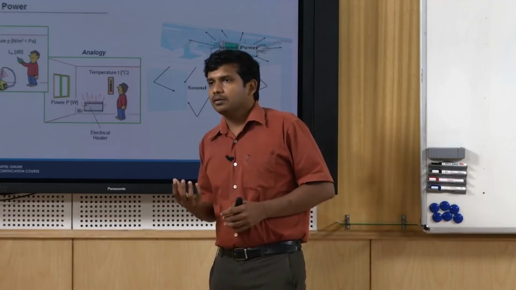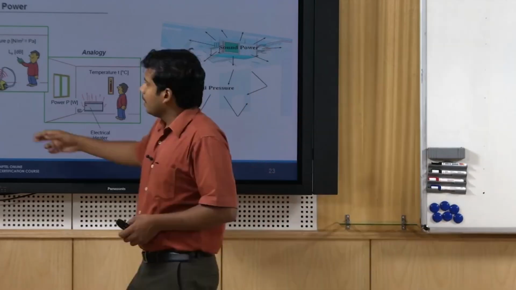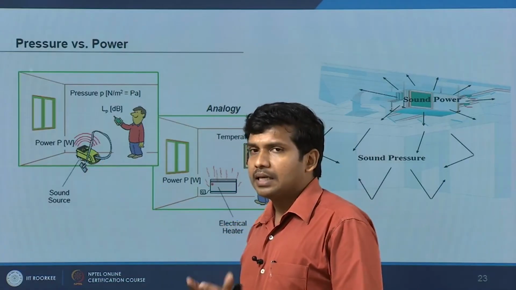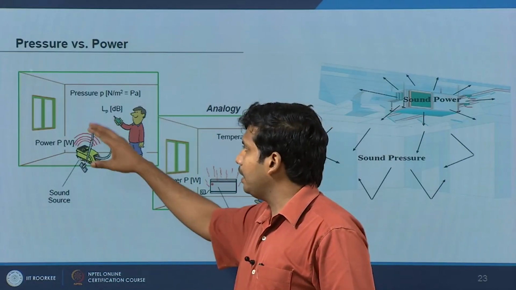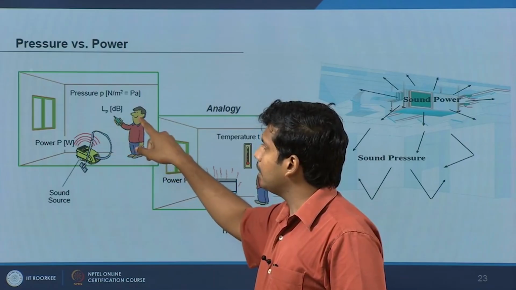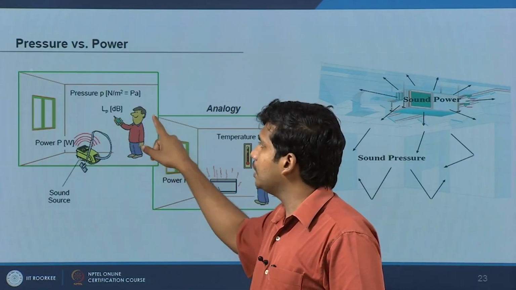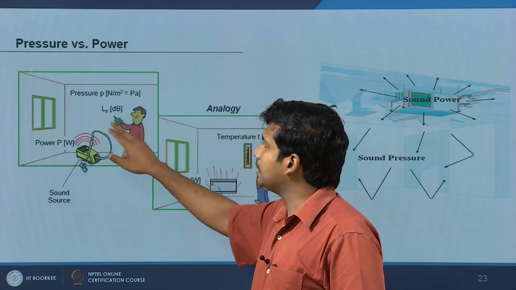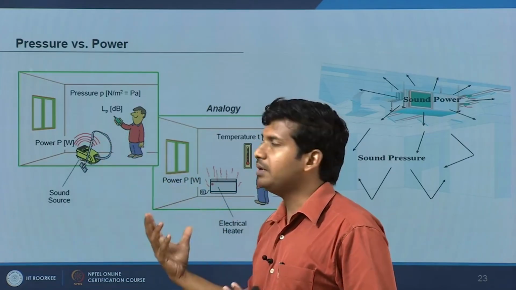So how does it differ from pressure and power? When you have a sound source, it is having a power. When it is emitting, there is a medium. This is source, this is path, and this can be the receiver, can be an instrument or human ear. So source, path and receiver, you perceive it as pressure.